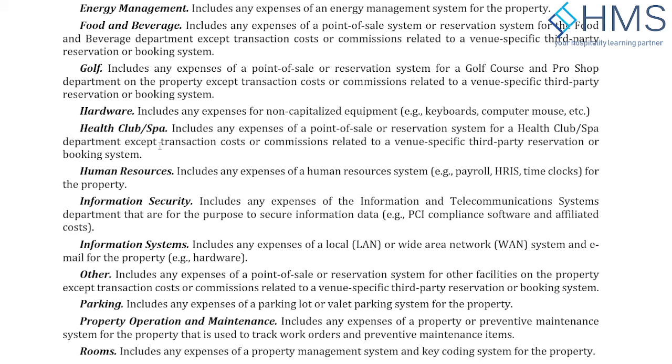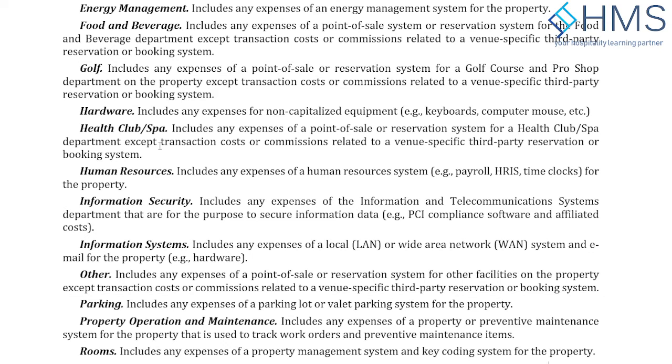Then there is an important line here which needs to be mentioned, which is hardware. It means the non-capitalized hardware, which is the keyboards, computer mouse, any small memories, DVD drives, which are used for providing these services or to maintain these services. So the cost of that will go into the hardware line. It can be used by any department, so it doesn't have to be by one department. Any department that is using such hardware will go into this hardware line, so that it's easy to understand how much money the hotel is spending on the hardware, right?